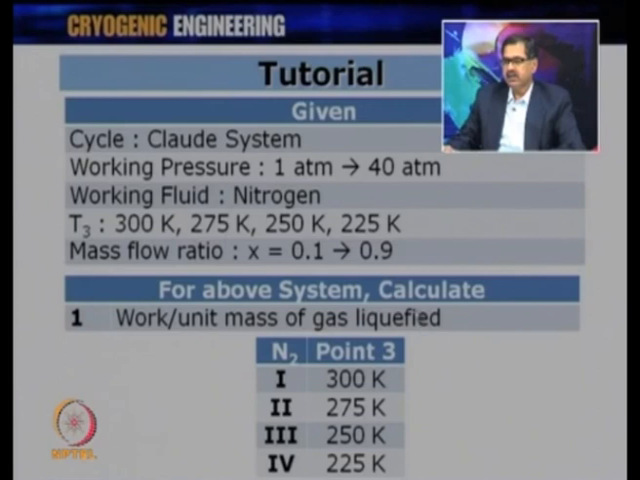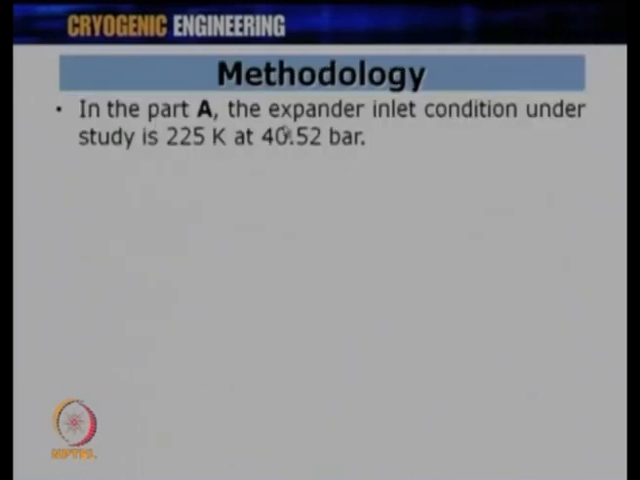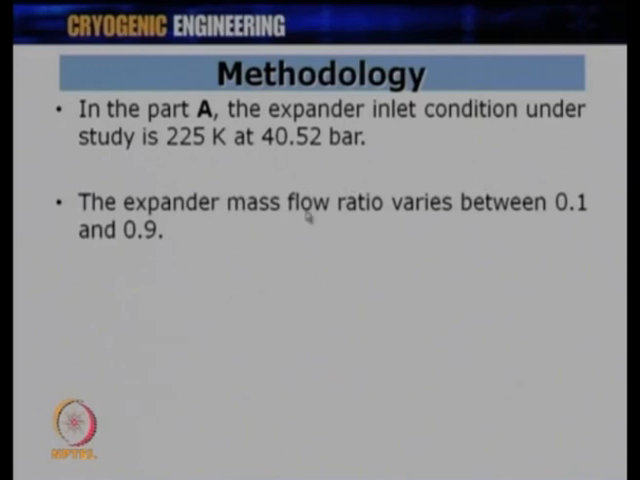And this study is, as you can see, we are going to have points 1, 2, 3 and 4 for point 3 at 300, 275, 250 and 225 Kelvin, and this is what the overall problem is. So, in part A, the expander inlet condition under study is 225 Kelvin and 40.52 bar. The expander mass flow ratio varies between 0.1 and 0.9.